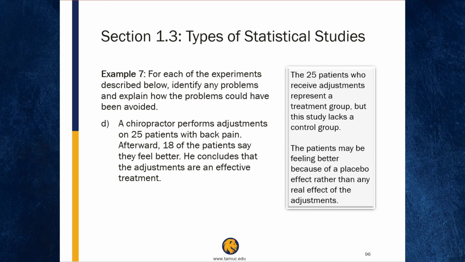So the patients might also be just feeling better because of the placebo effect rather than any actual effects of the adjustments. So a situation like this should really have a control group and a treatment group, and probably also needs to be blinded, to try to reduce the placebo effect.